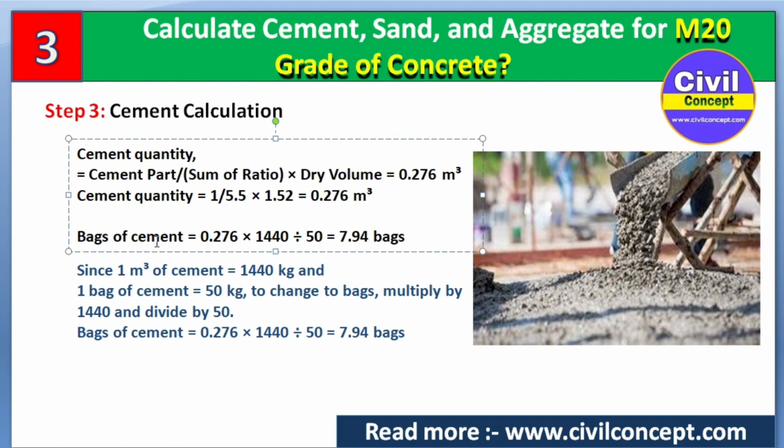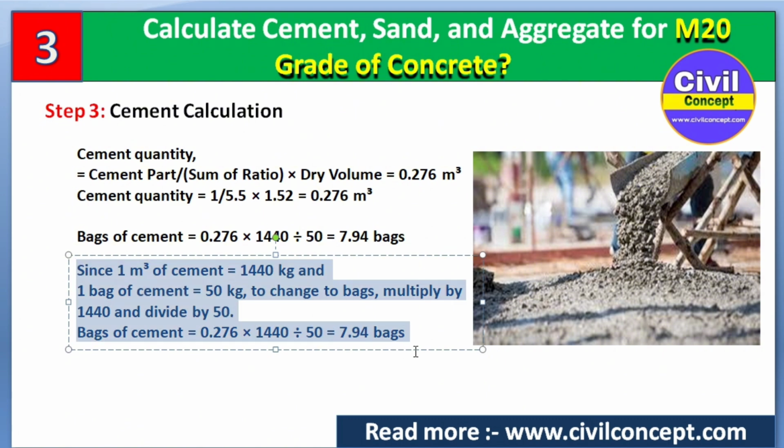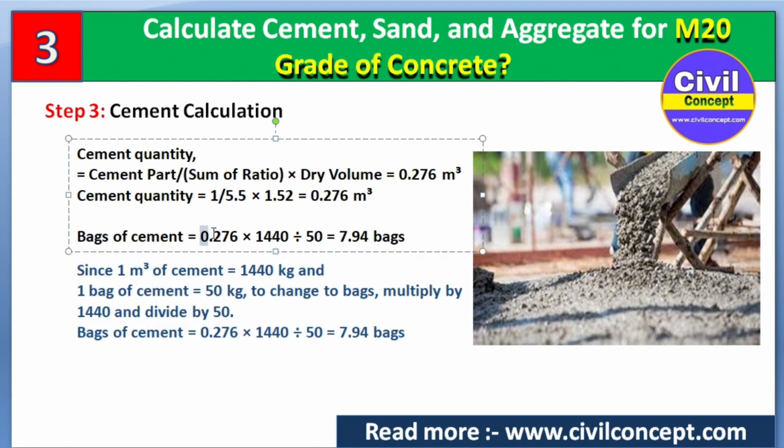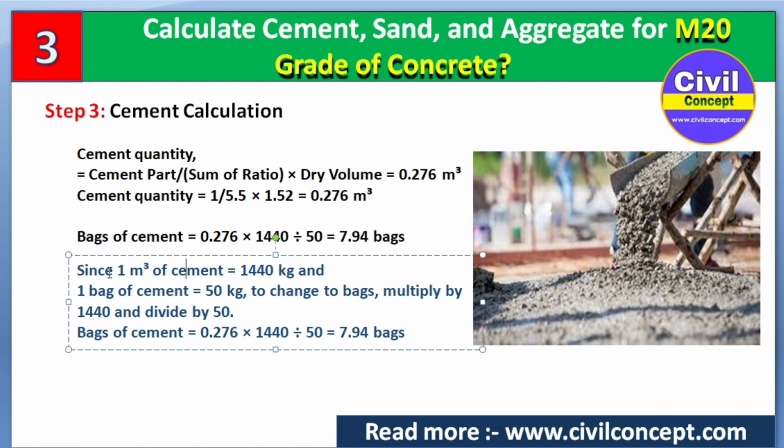If we convert it into bags of cement, then this volume should be converted into kg, and after that it should be divided by 50 to get the number of bags, because one bag of cement contains 50 kg of cement. Here I have written in this note, you can read. So this is the volume. If we multiply it by 1440, the density of cement, and divide by 50, then we get 7.94 bags of cement. Here I have written that 1 meter cube of cement is 1440 kg, and one bag of cement is 50 kg.